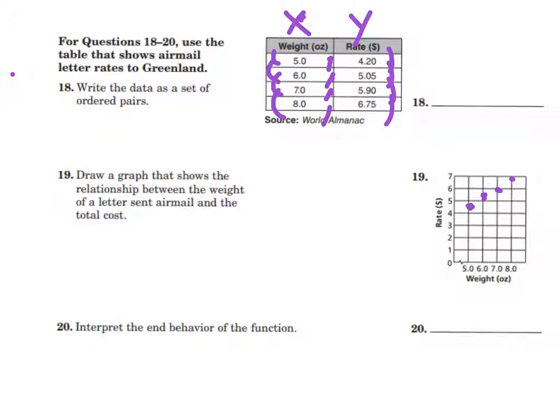There you go. Interpret the end behavior of the function. If you look at the book answer for this, this is exactly what it says. As the weight of the letter increases, the cost increases. So it's saying the end behavior as this goes up, as the weight goes up, so does the total cost. There you go.